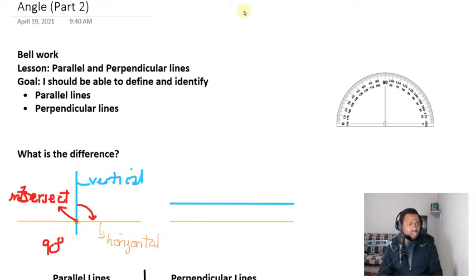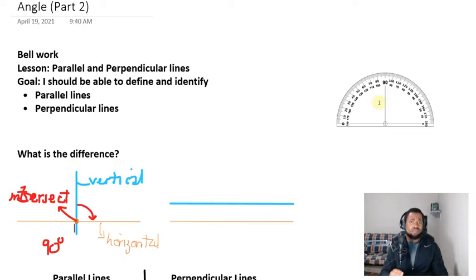And how is this left side different from the right side? On the right side, what we see is that these two lines are aligned in the same direction, which means that they will never meet. As long as they are in the same direction, no matter how you extend these lines further, you will never see these lines meet at a point.